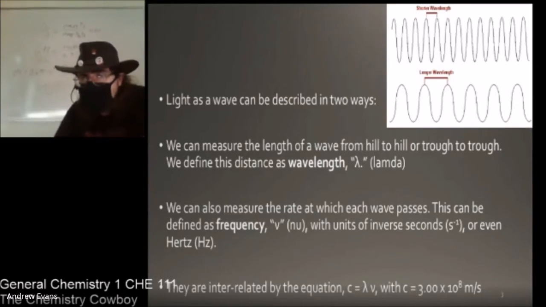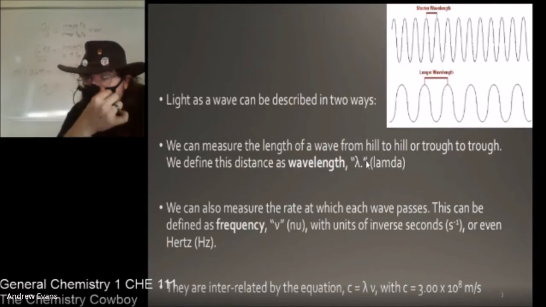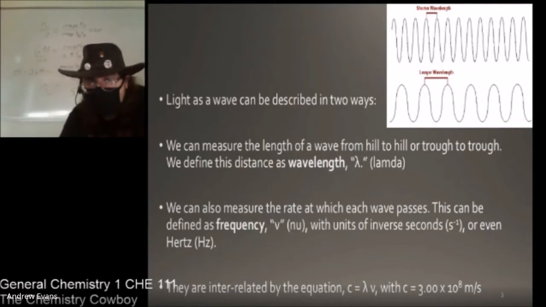So as you see, these long wavelengths have fewer waves. These short wavelengths have more waves. That relationship right there is always a constant inverse relationship. One gets greater, the other gets smaller.